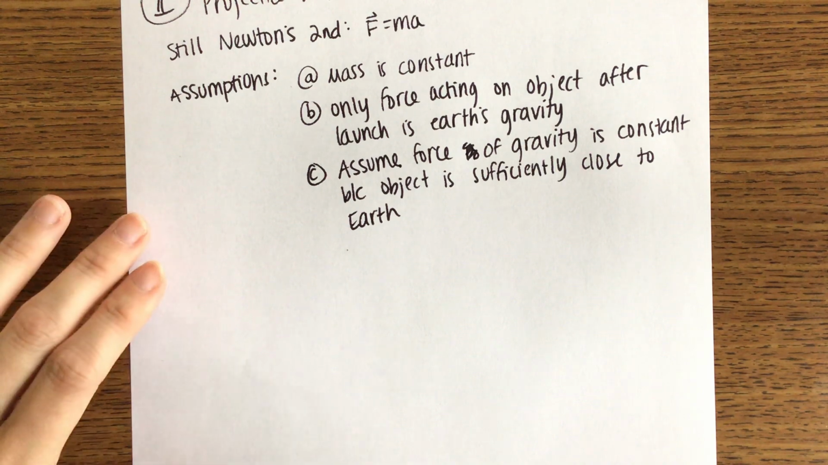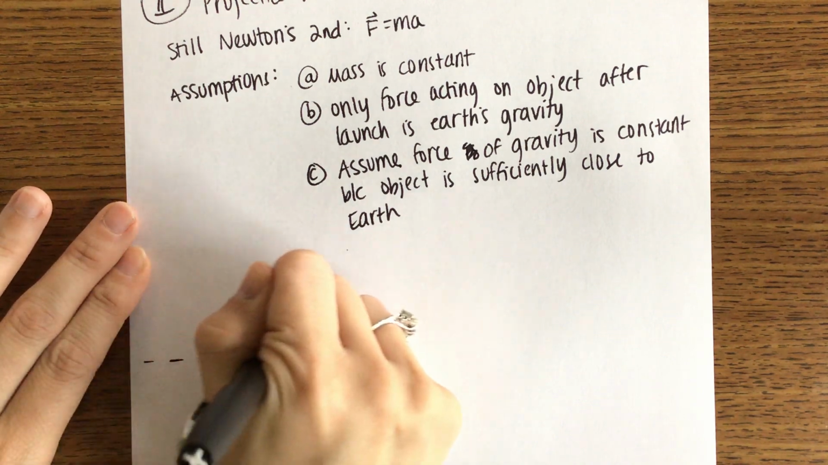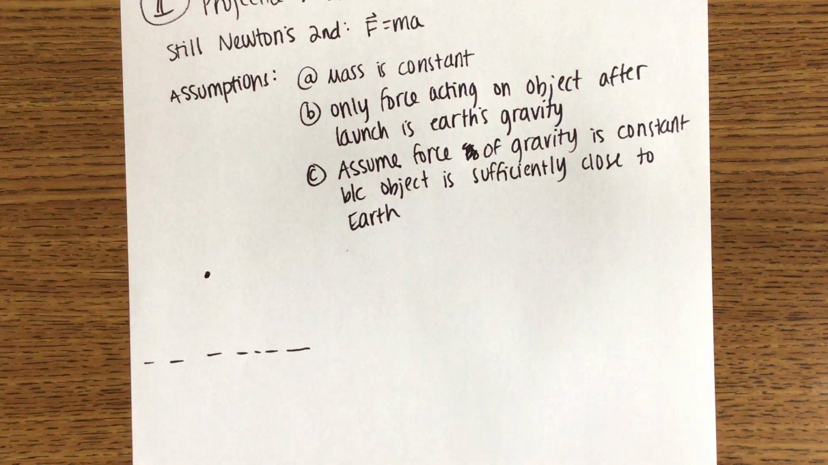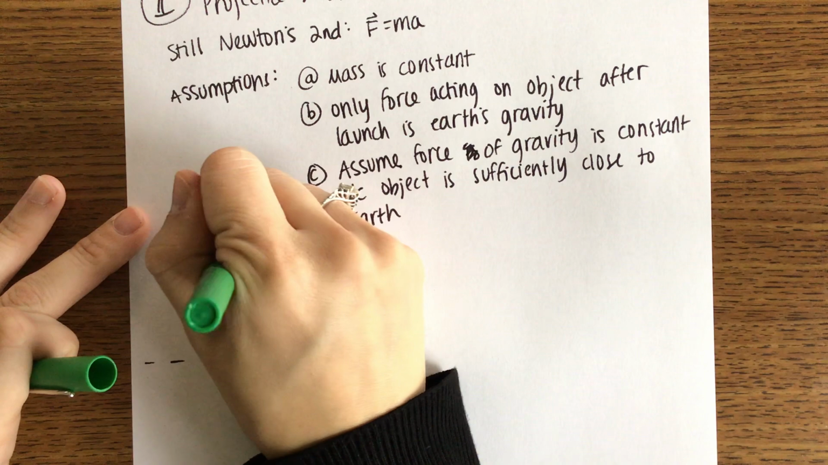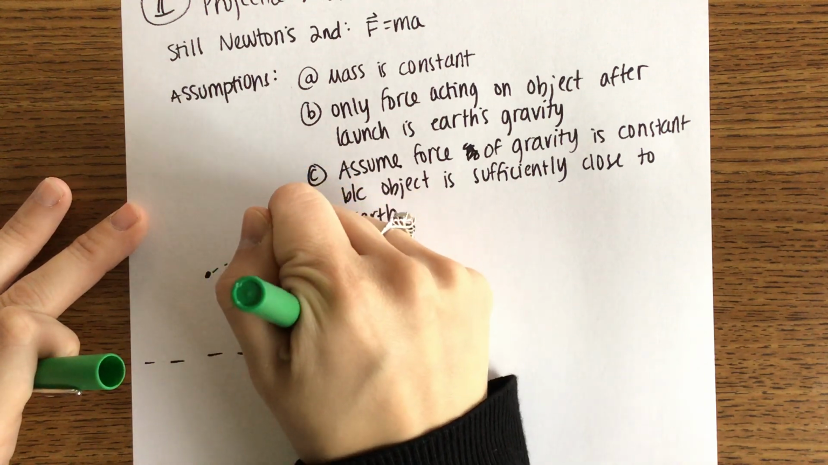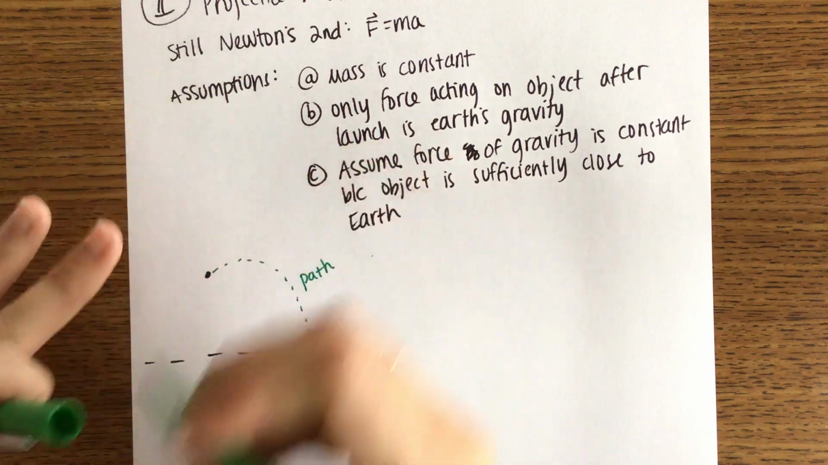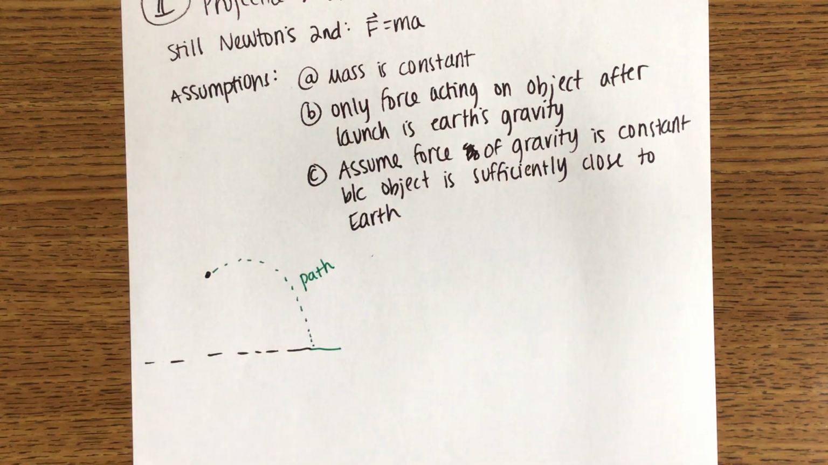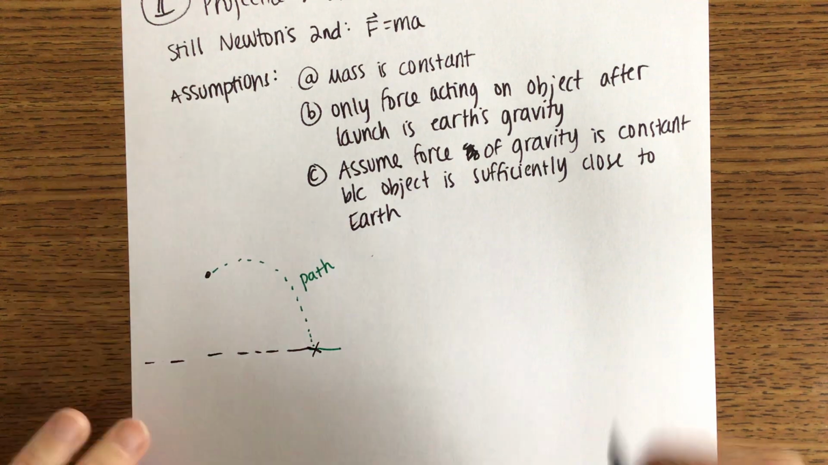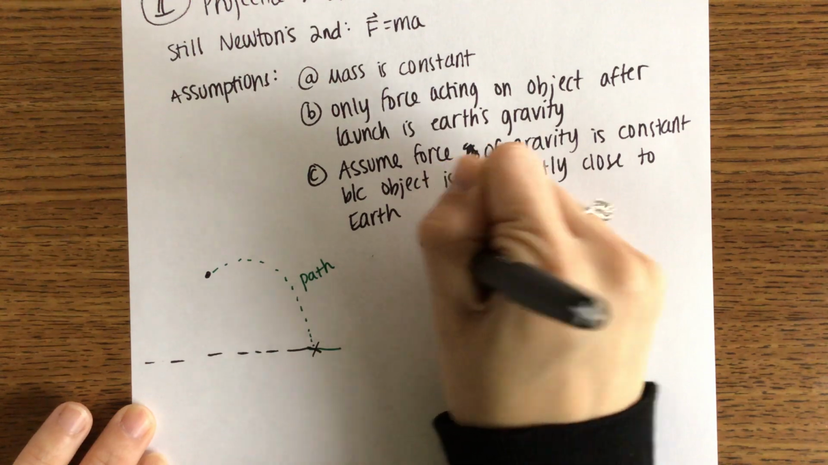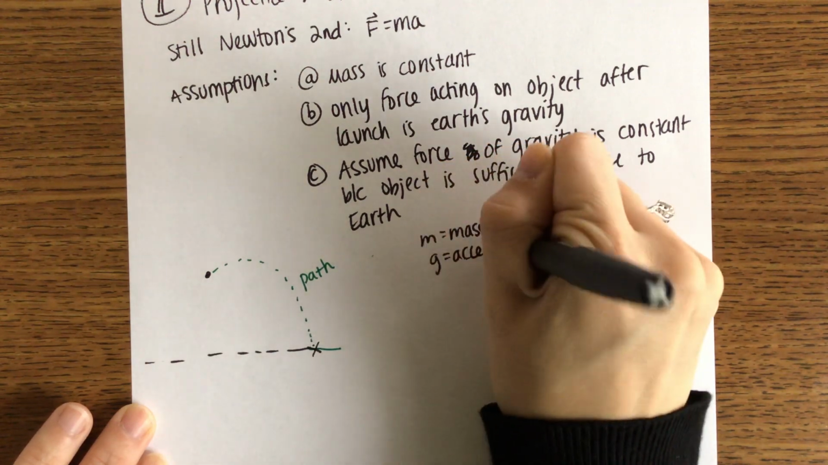Okay, so basically here's what's going on. We have the ground, we have some object, and that object is going to follow a path where maybe it goes up, and then eventually it comes back down to the ground. M is going to be the mass. G is going to represent the acceleration due to gravity.